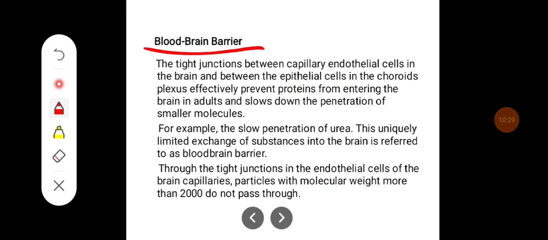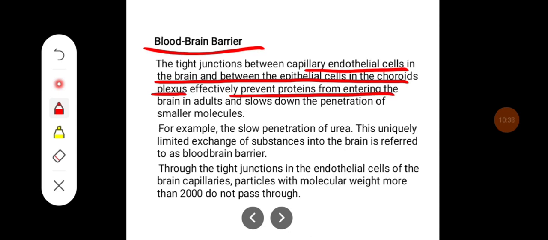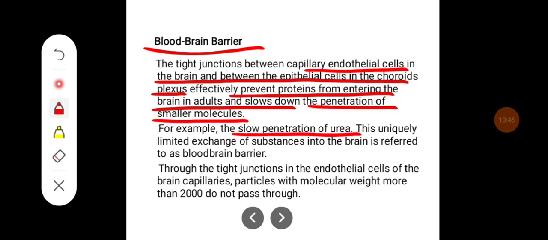Blood-brain barrier. The tight junctions between capillary endothelial cells in the brain and between epithelial cells in the choroid plexus effectively prevent proteins from entering the brain in adults and slow down the penetration of smaller molecules, for example, the slow penetration of urea. This unique limitation of the exchange of substances into the brain is referred to as the blood-brain barrier.